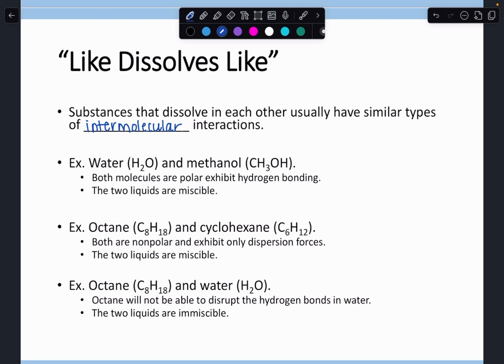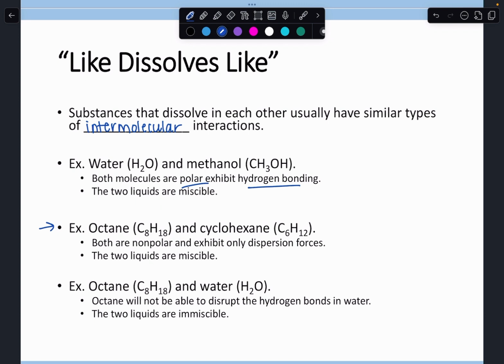Examples, water and methanol. Looking at this first one here, both molecules are polar. Both molecules exhibit hydrogen bonding. Those two substances are miscible. They have the same intermolecular force capability. They're also both polar, so they dissolve. Second example, octane and cyclohexane. Both of these are composed of only carbons and hydrogens. They are both nonpolar. They only exhibit dispersion forces, but they both exhibit the same type of intermolecular force, so they are miscible. They can mix with each other.